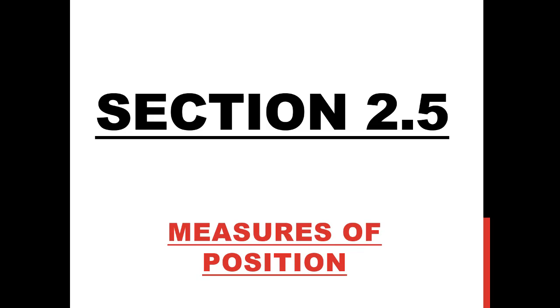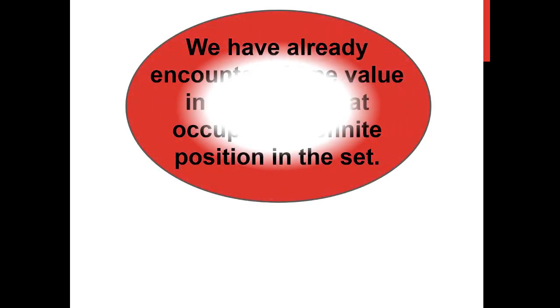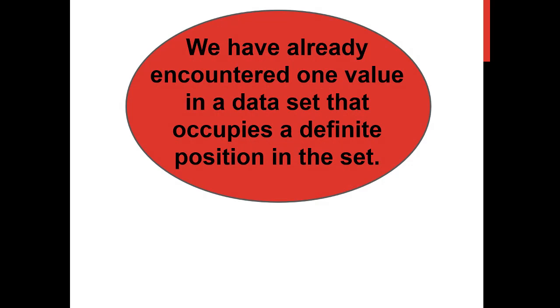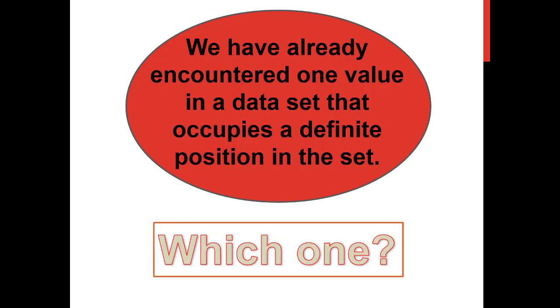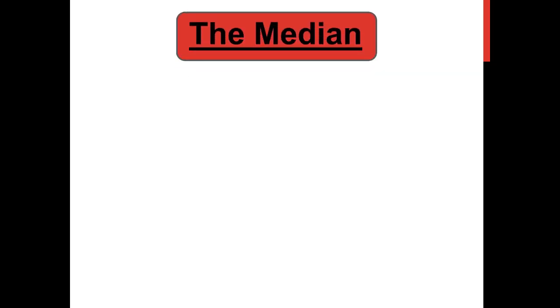Today, we're looking at section 2.5, and section 2.5 is about measures of position. So, we have already encountered one value in a data set that occupies a definite position in the set. Which one? Can you think of which data value we know occupies a particular position, is always in a particular place in the data set? And that data value is the median.